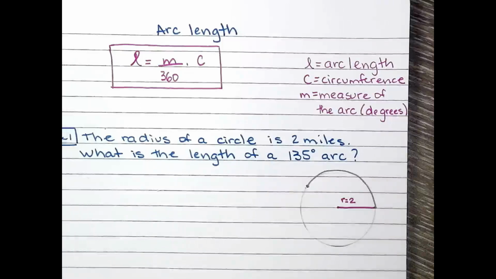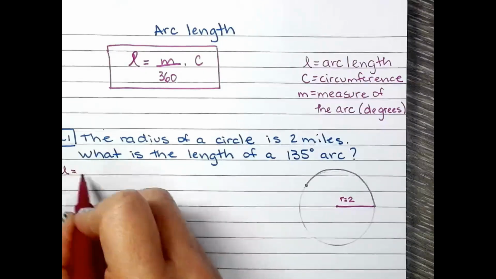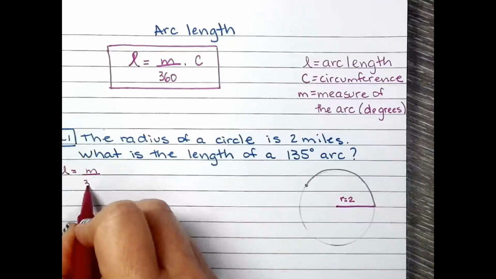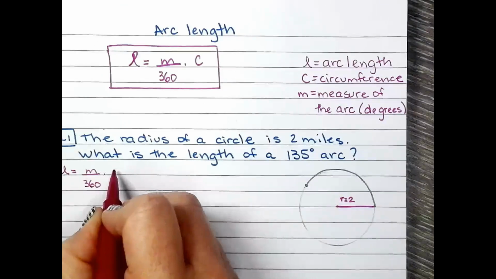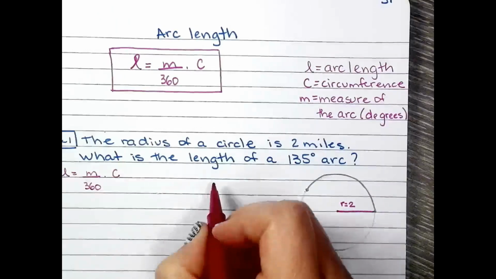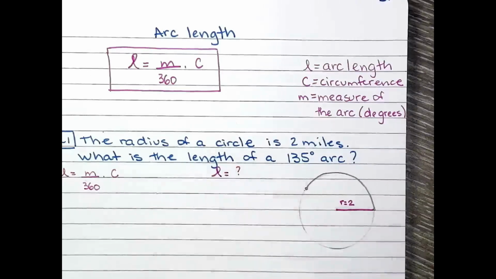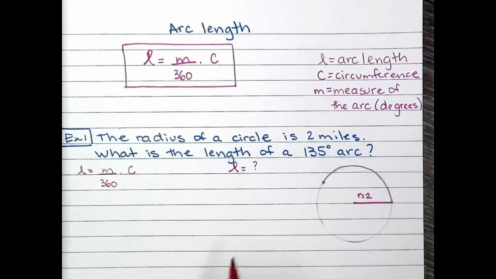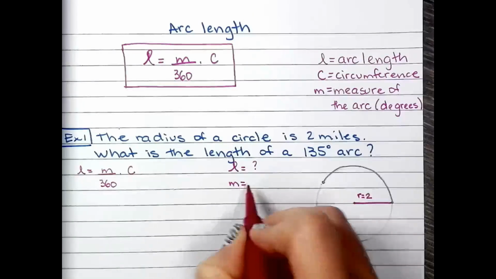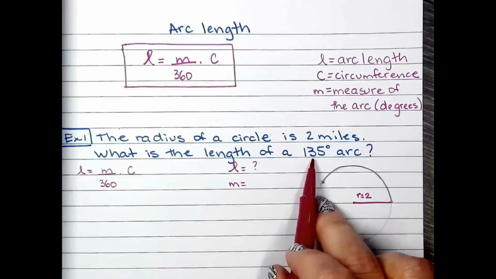Okay, so formula right there. We have L equals M over 360 times C. So what is the length? That's what I'm looking for. I don't have the length, so question mark right there. I have M. M is the measure of the arc in degrees. I have M is 135.